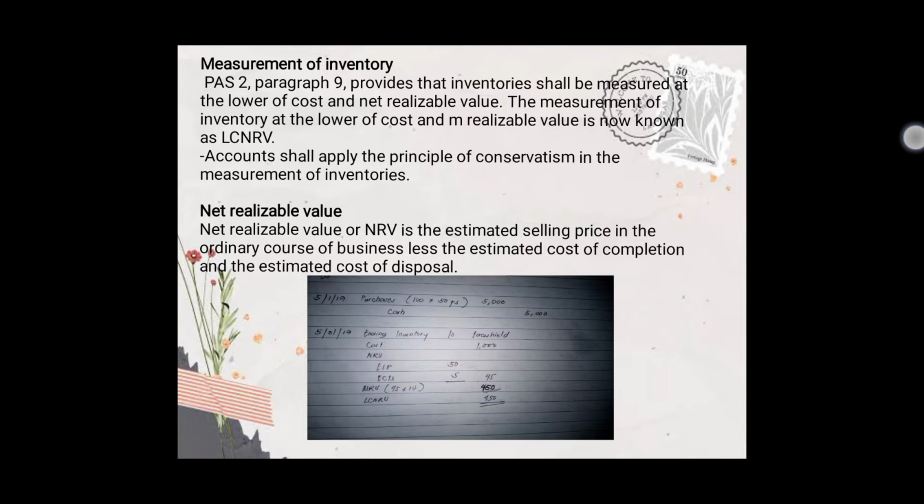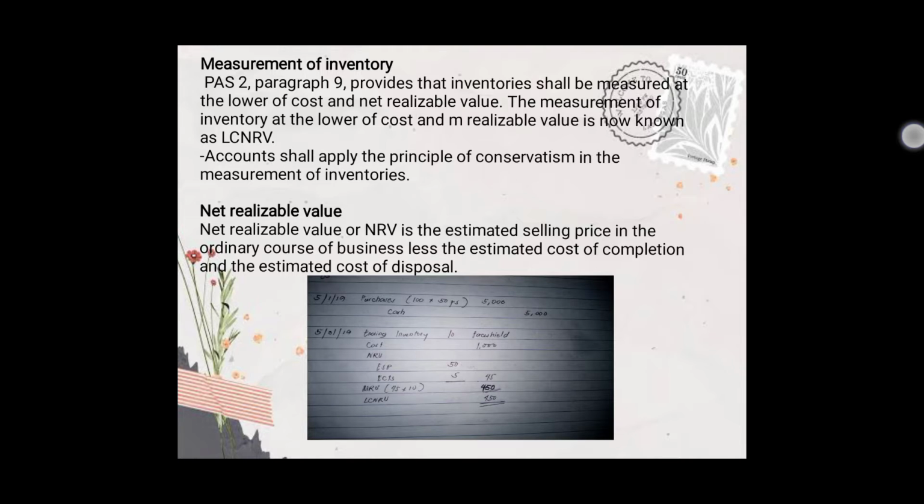So, sabi nga sa PAS 2, again, shall be measured at the lower of cost and net realizable value. So, ang kukunin nating value is yung mababa. So, yung net realizable value is 450. So, yan yung LCNRV. So, 1,000 is cost, 450 is NRV, 450 is LCNRV.